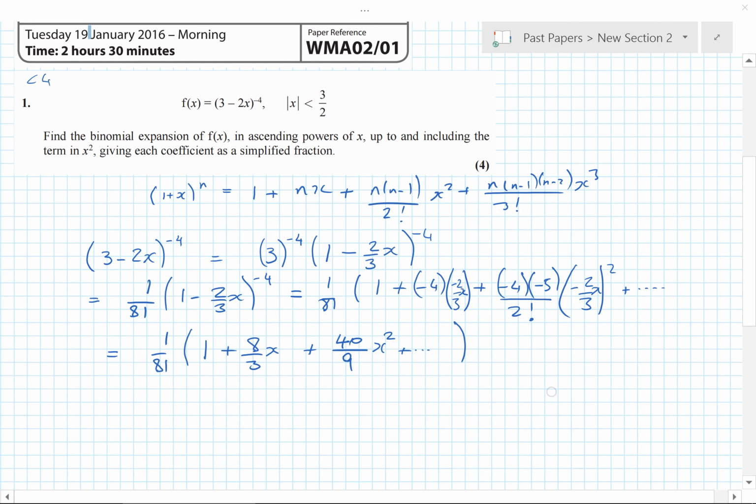I should times out the 1 over 81 as well now, so I get 1 over 81 plus 8 over 243 x plus 40 over 729 x squared. Okay, nice gentle start to the paper. Not too much problem with that. Okay, let's have a look at question 2.